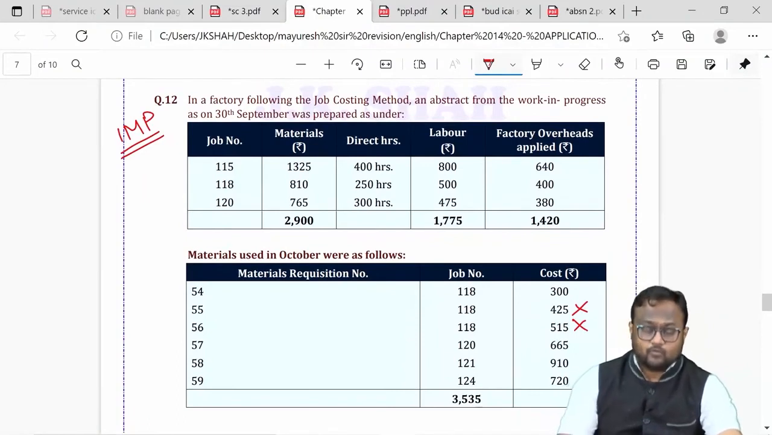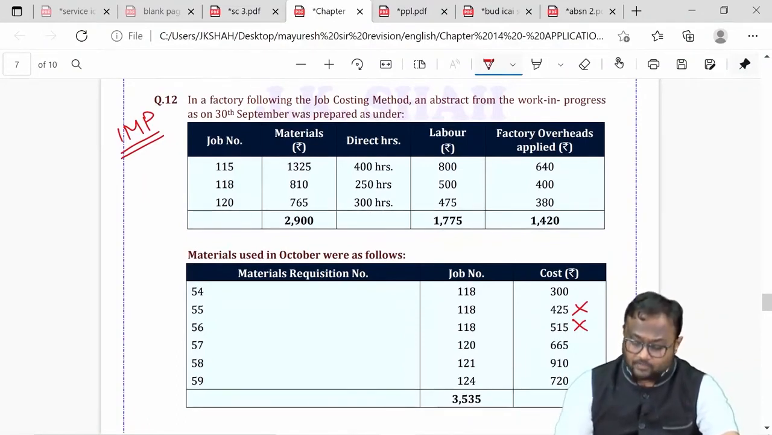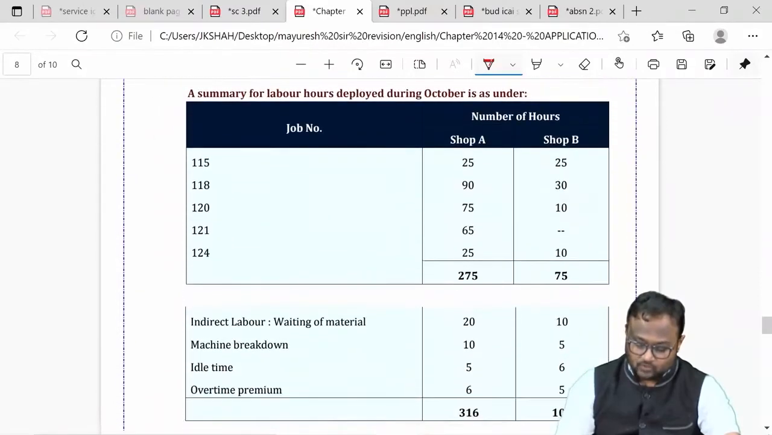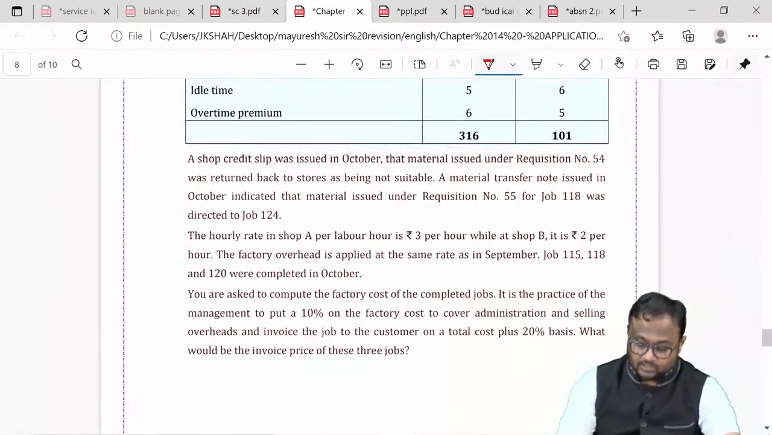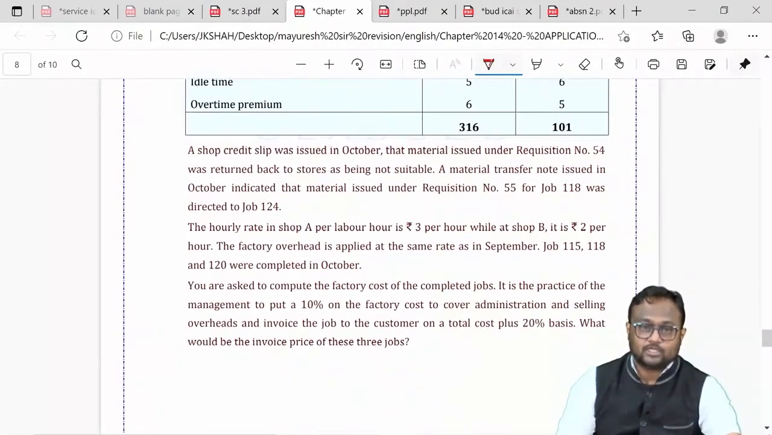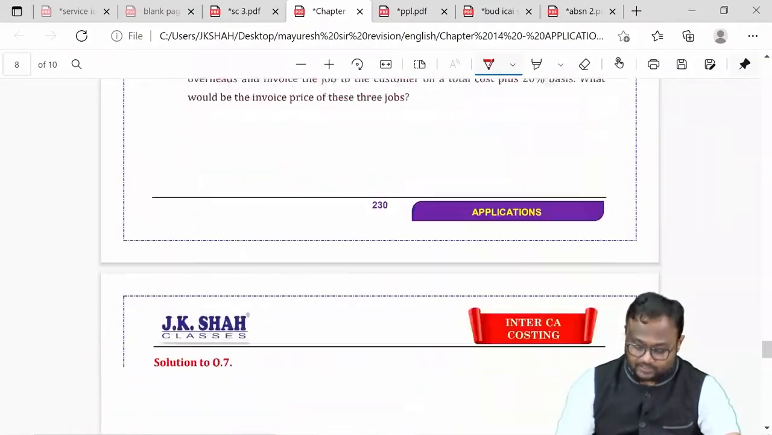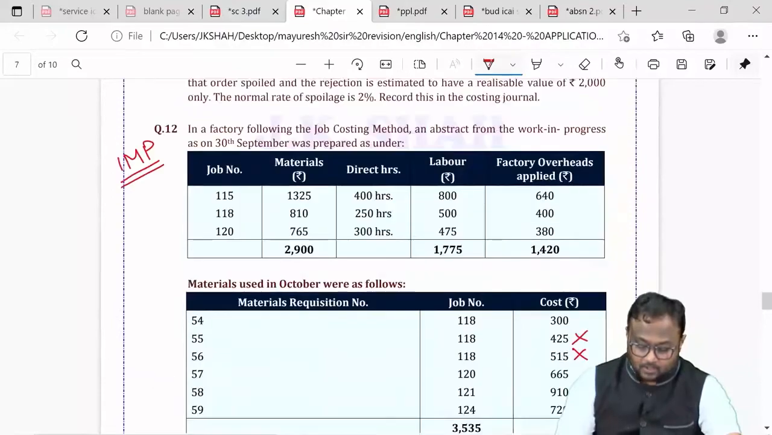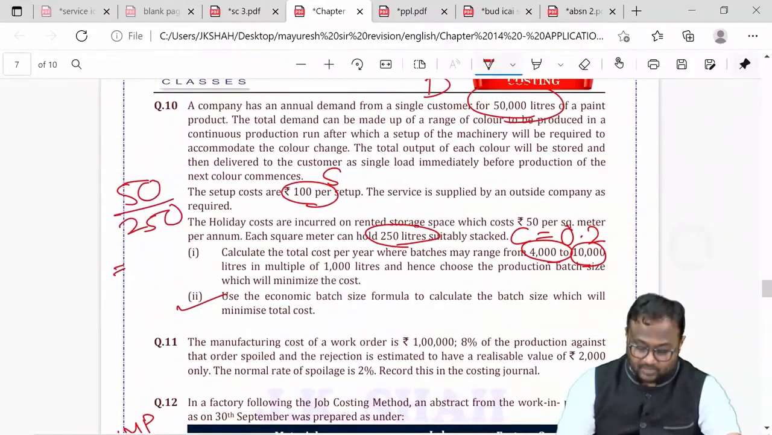Question number 12 was job costing, inclusive of absorption costing. So that part was also done. We discussed a few things like actual fixed overhead is not to be charged. We write absorbed fixed overheads. That's it. So I'll just simply discuss now question number 11 with you guys.